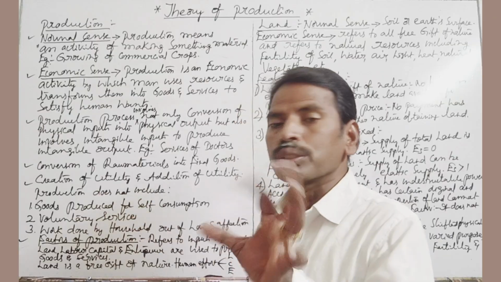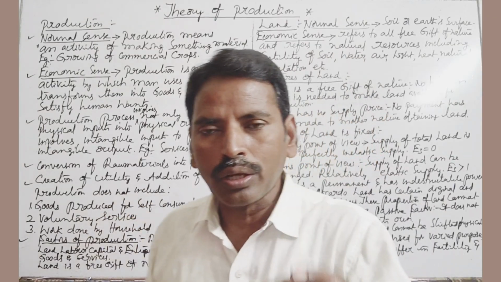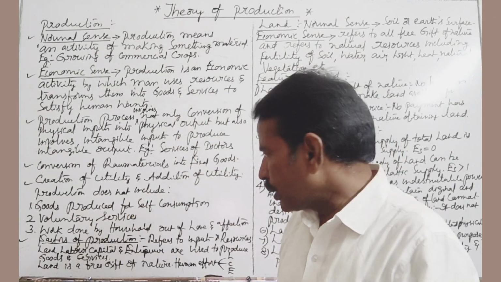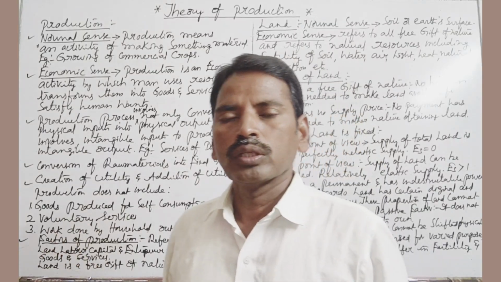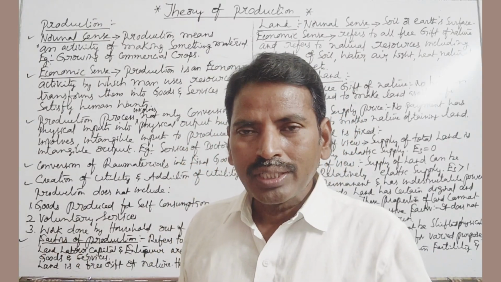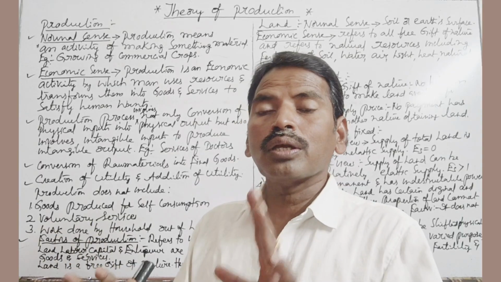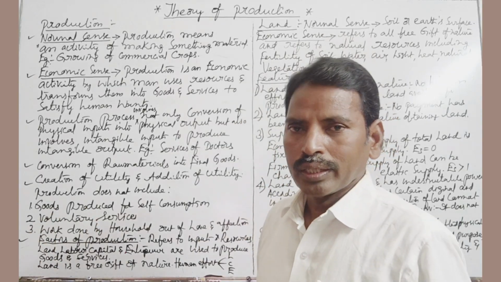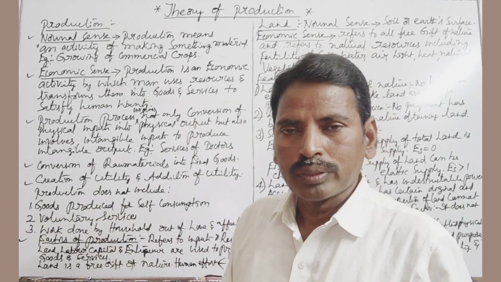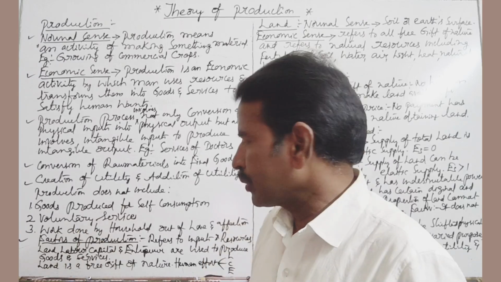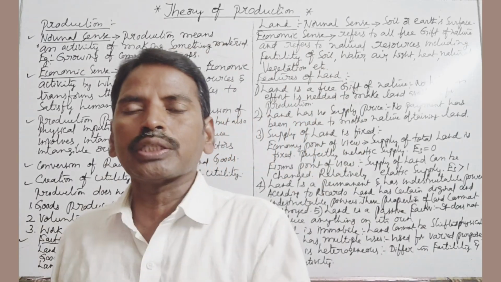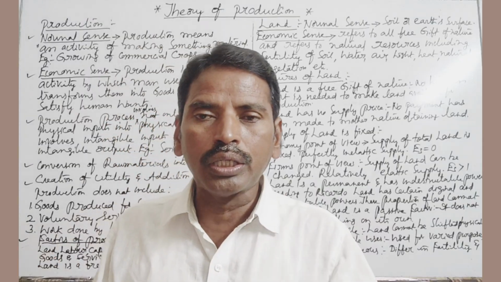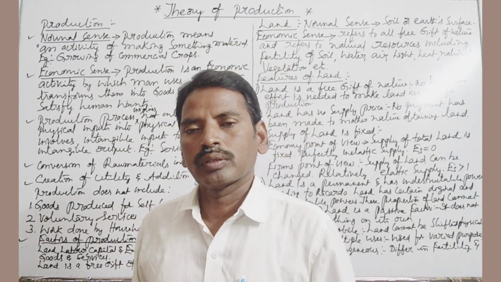Production does not include: one, goods produced for self-consumption. Voluntary services are not included in production. Work done by the household out of love and affection is also not included in production.